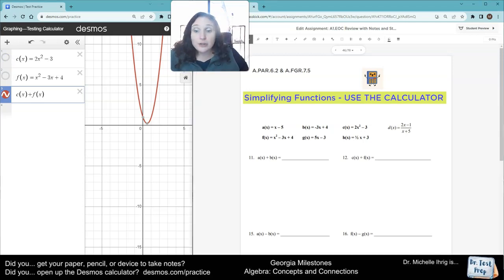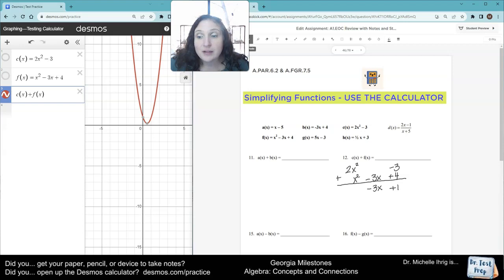Now, in this case, I will show you how to do it. C of x is 2x squared minus, and I'm going to leave a space for the 3, minus the 3 all the way over there because I like to line things up. And then it says f of x is x squared minus 3x plus 4. And because I'm adding, I just add going down. So I've got negative 3 plus 4 is positive 1. This stays negative 3x. And here I've got 2x squared plus 1x squared, which gives me 3x squared.